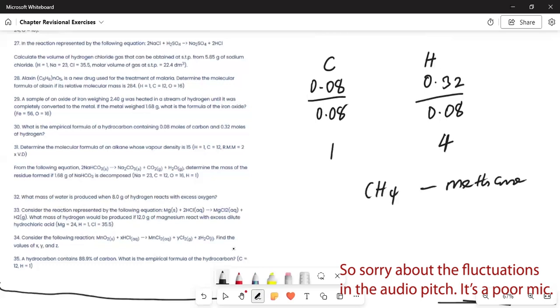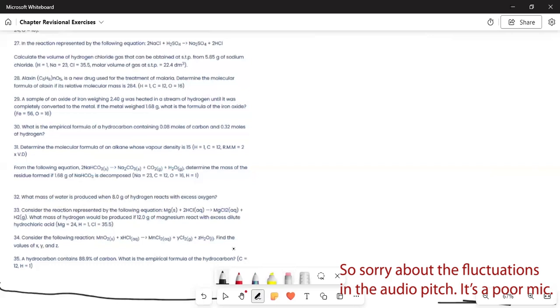Then question 31. Determine the molecular formula of an alkane whose vapor density is 15, given that relative molecular mass is equal to 2 times vapor density. So now they give us the vapor density of this alkane. We have to find the molecular formula of the alkane. Now what type of alkane? All alkanes have the general molecular formula CnH2n+2. Now they give us the vapor density, which is 15. Relative molecular mass is 2 times vapor density. So 2 times 15 is 30.